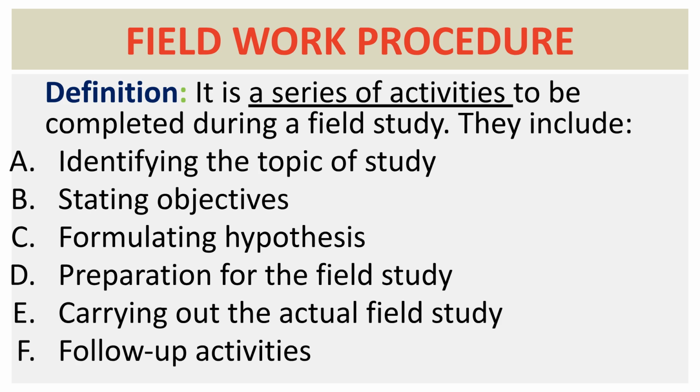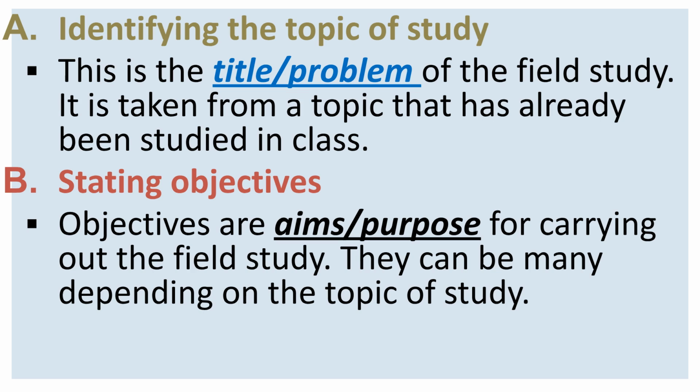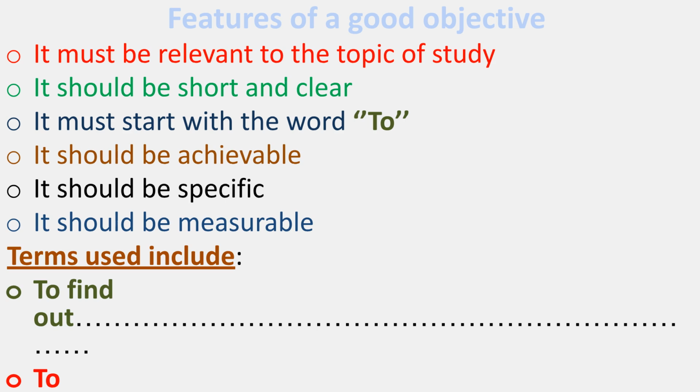Fieldwork procedure is a series of activities including identifying the topic, stating objectives, formulating a hypothesis, preparation, carrying out the study, and follow-up activities. Identifying the topic is choosing the title or problem, often from class studies. Stating objectives means defining the aims or purpose of the field study. Good objectives must be relevant, short, clear, start with "to", be achievable, specific, and measurable. Useful terms include "to find out" and "to identify".